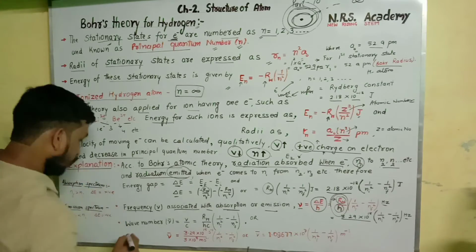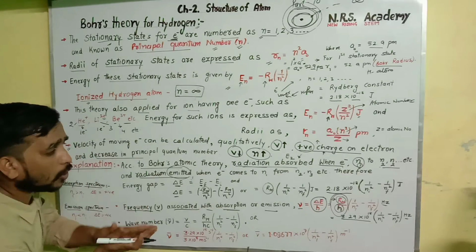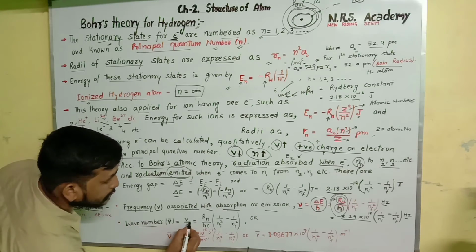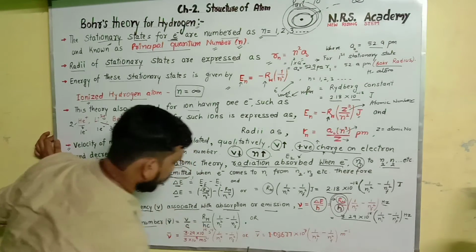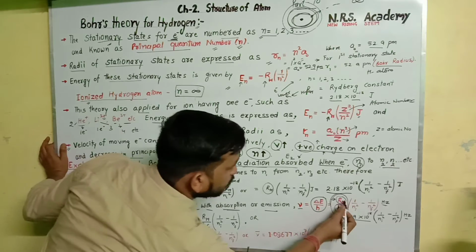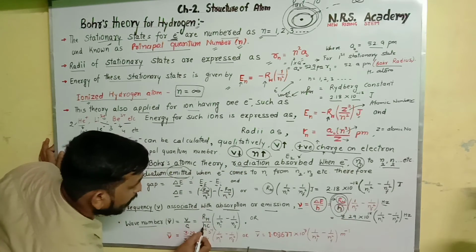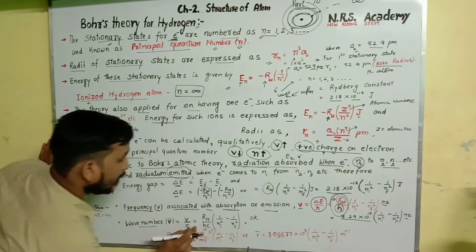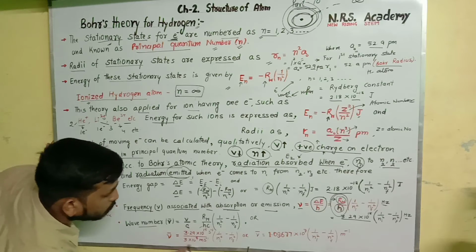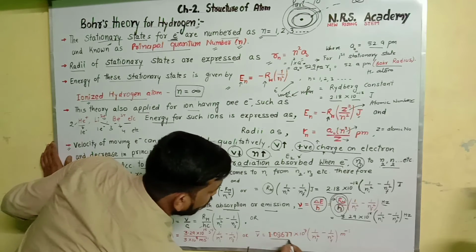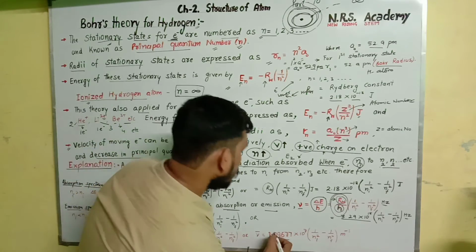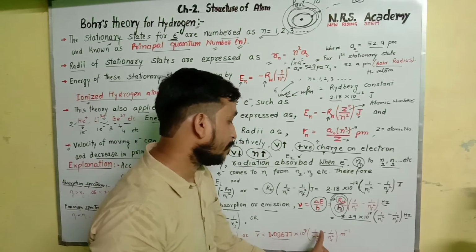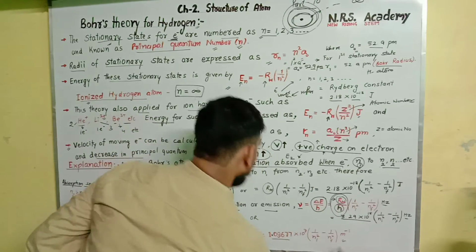Now the next one is the wave number. In terms of wave number, nu bar equals nu by c. We can already find nu this way, so it is RH by h into c, times 1 upon ni squared minus 1 upon nf squared. If we put in the values of RH, c and h and solve, finally we get 1.09677 into 10 to the power 7 into 1 upon ni squared minus 1 upon nf squared. So this is the wave number.